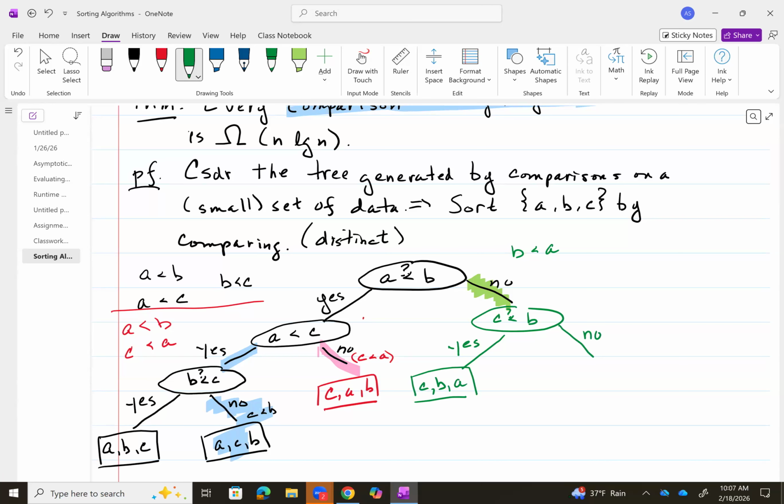If C is not less than B, that means I have B is less than A, B is less than C. What do I have to ask now? At this point, I know B is the minimum. Now I need to know, is A less than C? If A is less than C, BAC. Otherwise, BCA.